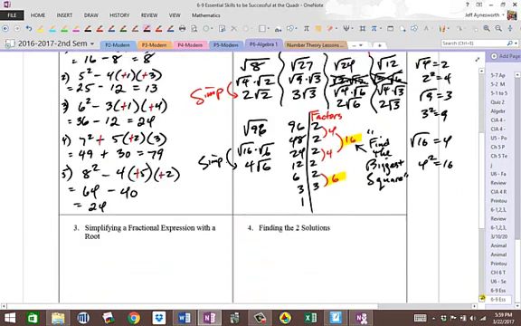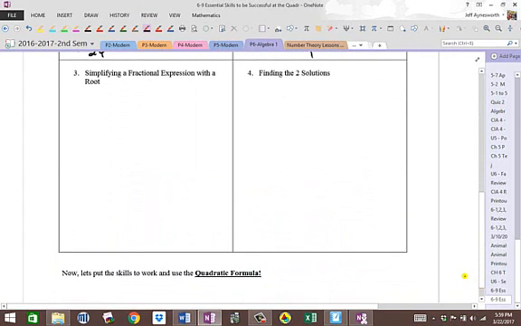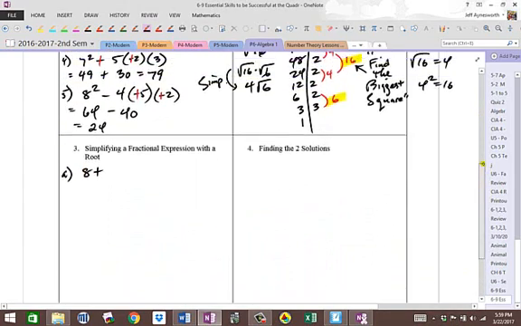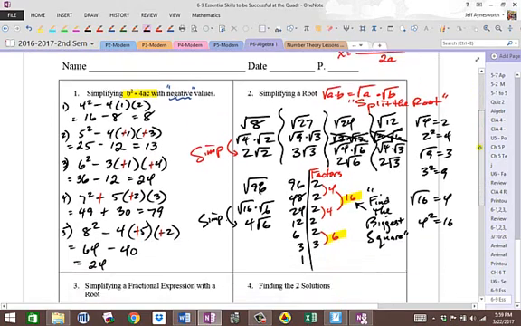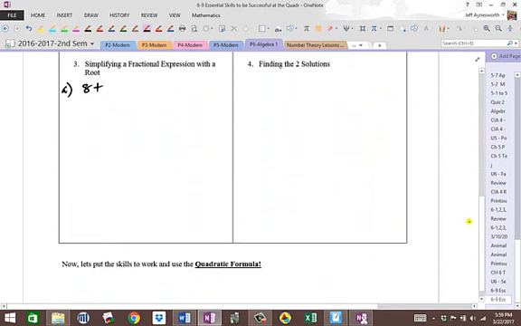Simplifying a fractional expression with a root. Okay, here we go. So what am I talking about? Well, check this out. Suppose when you use the quadratic formula in this crazy equation up here, you're going to end up with some answers that you're not typically used to seeing. Something like this: 8 plus or minus 6 root 5 divided by, let's say, 12.